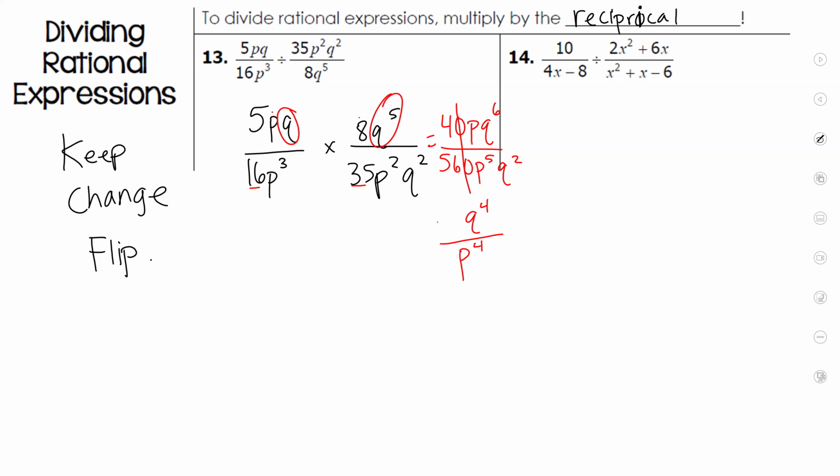Okay, now we can simplify 4 over 56. What can they both be divided by? 4, good. And what's 56 divided by 4? It's what? 14. All right, so that's your answer.